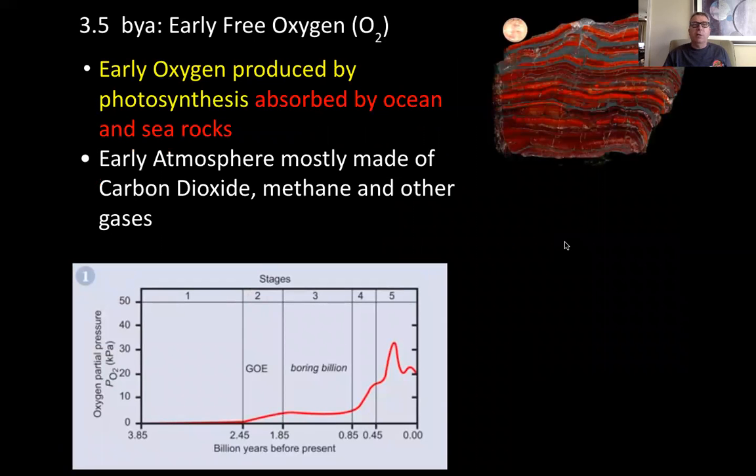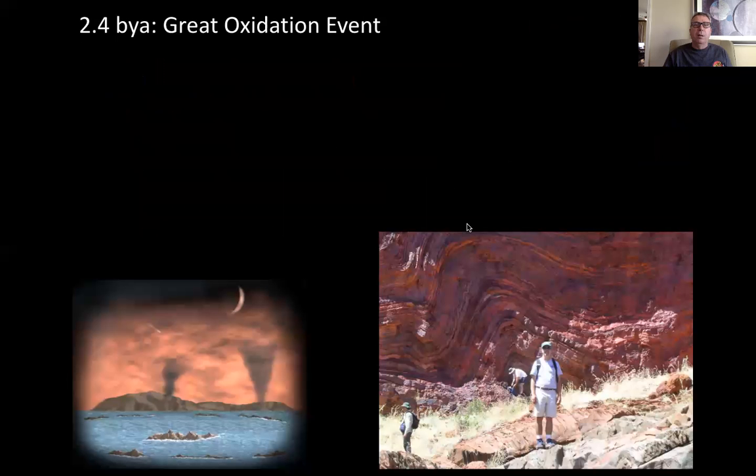All right, so 3.5 billion, we have early free oxygen, because, part of the simulation and the oxygenation of the Earth, the first oxygen was oxidized by the iron. And then we started getting free oxygen in the atmosphere. So the cause is photosynthesis, and then the effect is the absorption by the ocean and sea rocks. The early atmosphere was mostly made of carbon dioxide, methane, and other gases.